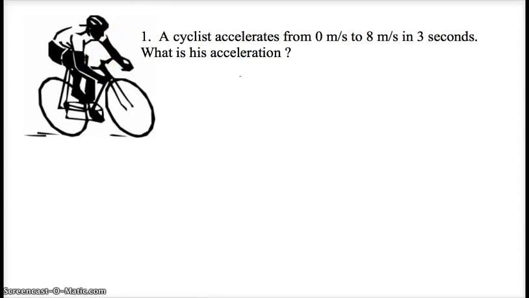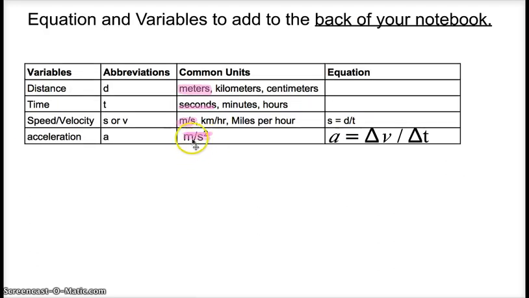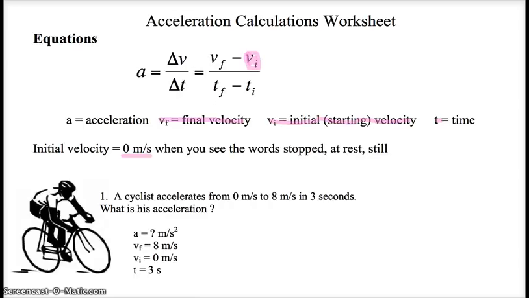So we have this problem with a cyclist. A cyclist accelerates from 0 meters per second to 8 meters per second in 3 seconds. What is his acceleration? So we're going to do our first step, which is to write our knowns and unknowns. So the question is, what is his acceleration? So A equals, I don't know, question mark. And I know from my notes that my final unit is going to be meters per second squared. So I want to make sure I have that in mind as I work my problem. Okay?